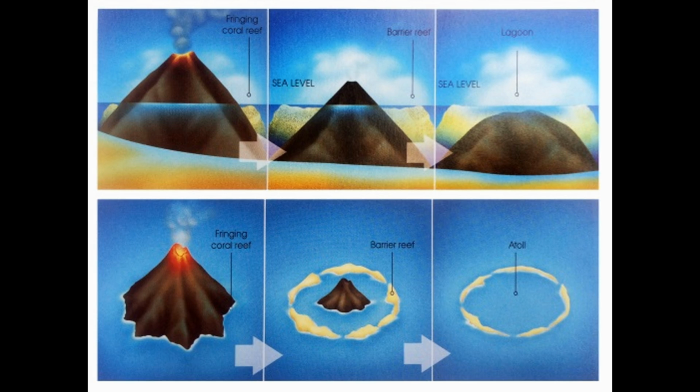And what's growing around the volcanic island? A coral reef's growing around this new volcanic island. Yes, good. Okay, now let's look at the second diagram. Beth, can you describe what's happening in this diagram?